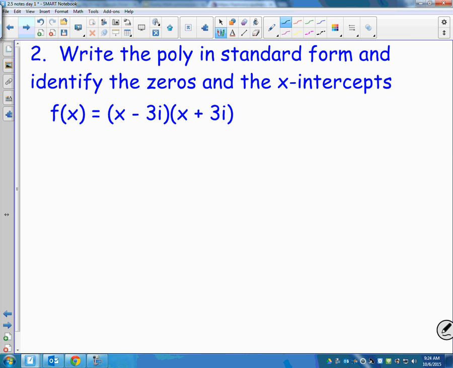I try to do examples from your homework, same direction, so you kind of see what it's asking. And this is one direction in your homework tonight. It says, write the polynomial in standard form and identify the zeros and the x-intercepts. What's the difference between zeros and x-intercepts? Or is there a difference between zeros and x-intercepts?